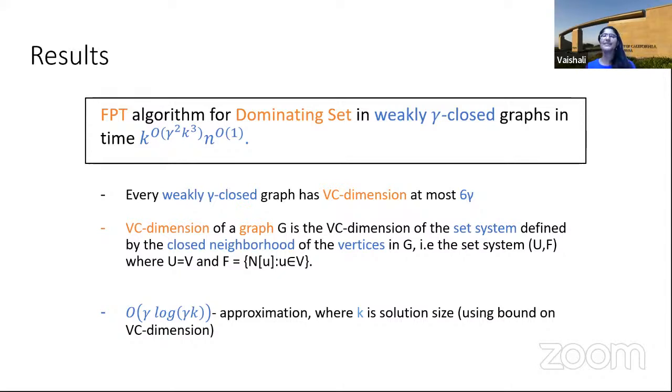Okay, and looking at this approximation ratio, a natural question is to ask whether for fixed gamma, there is a constant factor approximation for this problem on weakly gamma closed graphs. So why is it natural? Because for degenerate graphs, it's known that there is a constant factor approximation when d is fixed. But it turns out for fixed gamma, there's no constant factor approximation, and it's a small reduction, which you can see in the paper.